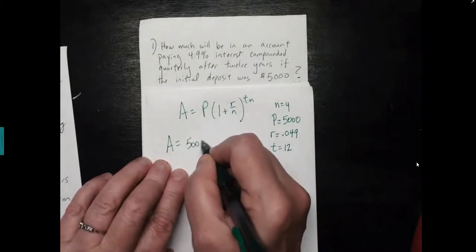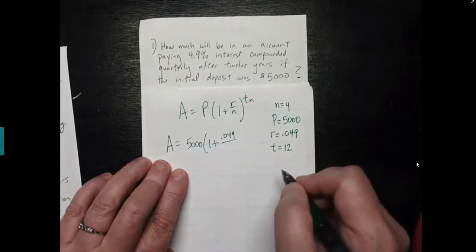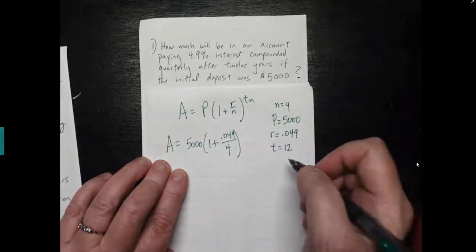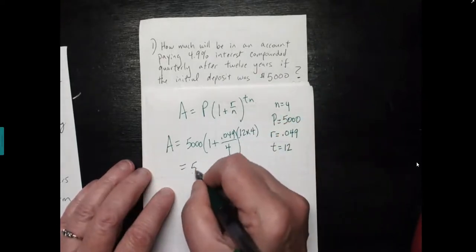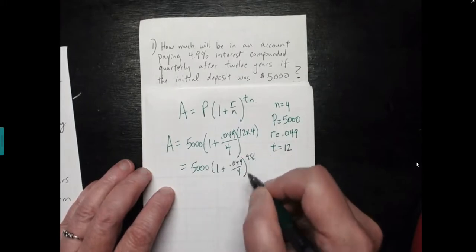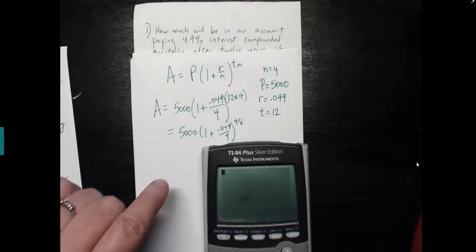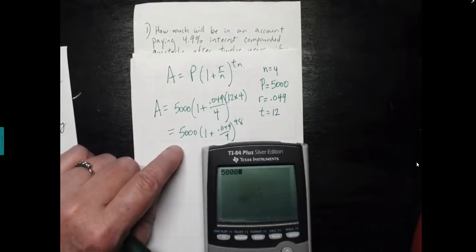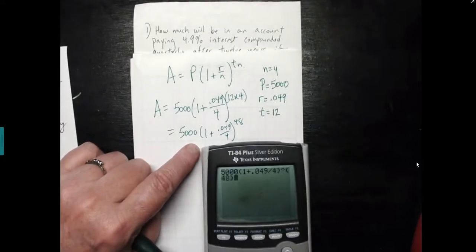So I'm just going to put this straight into my formula. And then T times N. Okay, so to make this easier on my calculator, I'll just do that. These are the easiest problems of all to solve. I'm going to have 5,000, and then in parentheses, 1 plus 0.049 divided by 4, close parentheses, and raise that to the 48th power.